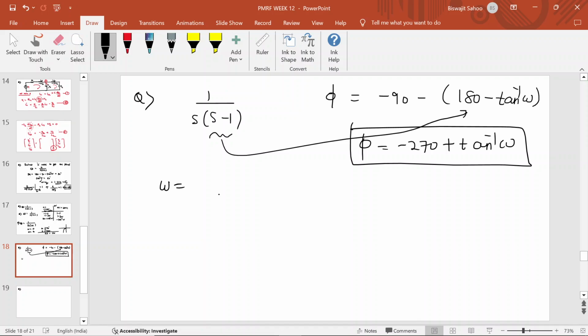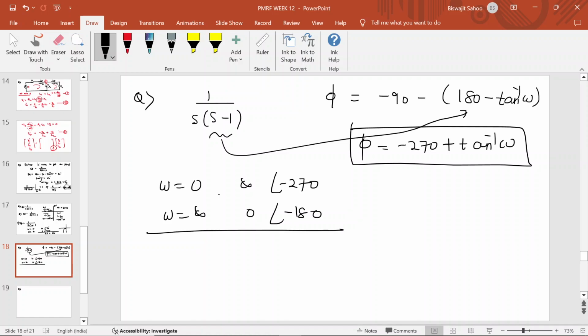Now, put omega equal to 0. This will be infinity minus 270. At omega equal to infinity, this will be 0, and this will be minus 180. So, ending direction is only required, starting direction is not required, right? So, ending direction is negative, so it should be anti-clockwise. So, how will it be? This will be something like this, okay? Anti-clockwise. Check it out. Figure it out.